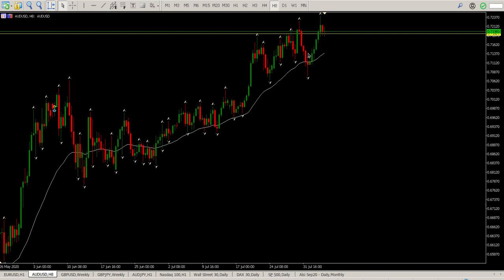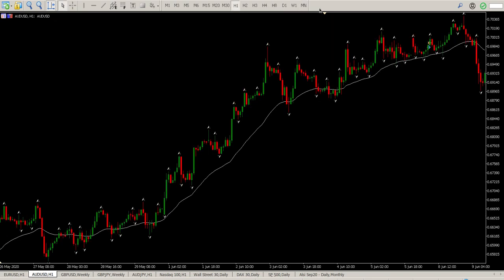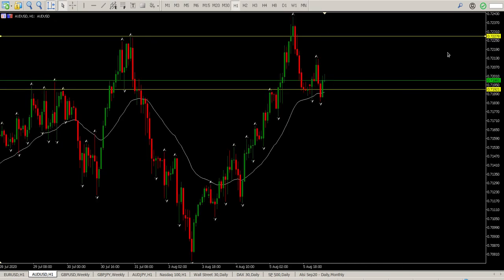Okay, next pair, Aussie dollar USD. Pretty much similar situation at the moment. We didn't really get much happening yesterday. We had a bit of a rally up, broke through the highs and then came back. I think let's just put a level on the high there. So I will still be looking for longs here.